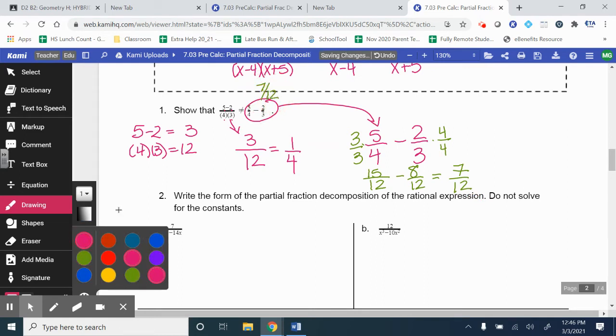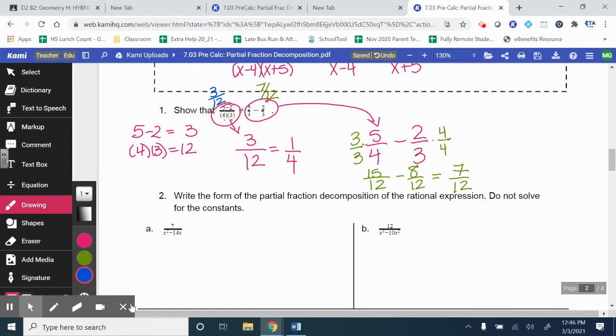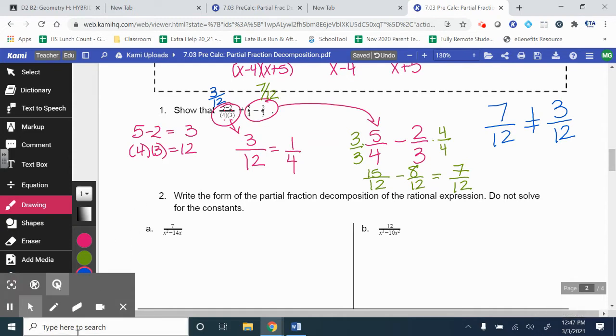This side of the equation is 1/4 or 3 over 12. So those are not equal to each other. 7 over 12 does not equal 3 over 12, which is why mathematically it doesn't work. We can't just split the fraction like that, which is why we have something called partial fraction decomposition.